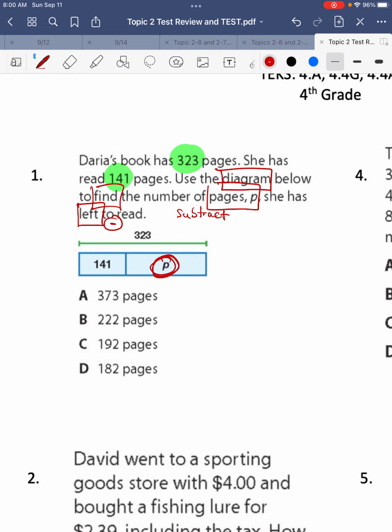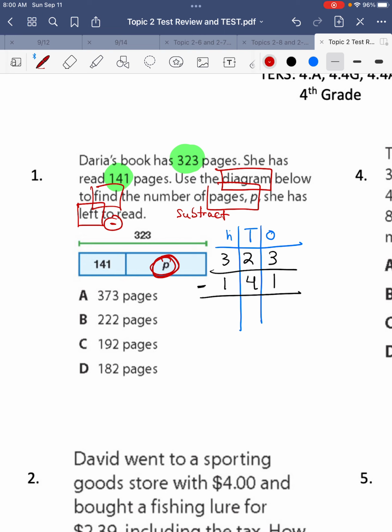Remember, our biggest number goes on top. I'm going to make my PVC chart just because I want to make sure that my numbers are aligned. And both my numbers go up to the hundreds place. So I have hundreds, tens, ones, and I'm going to just plug my numbers in. So 323, 141, and now I'm going to subtract.